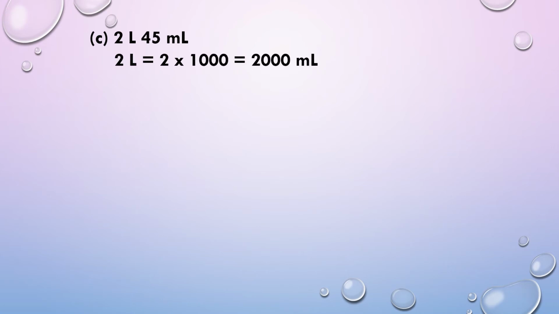Now see the C part, children, 2 liters 45 milliliters. Here also you have to change into milliliters. Now 2 liters is changed into milliliters by multiplying 2 into 1000. It will be equal to 2000 milliliters. Add 45 with it. Now it will be equal to 2045 milliliters.